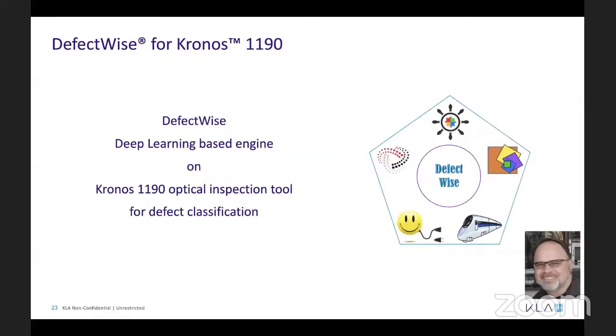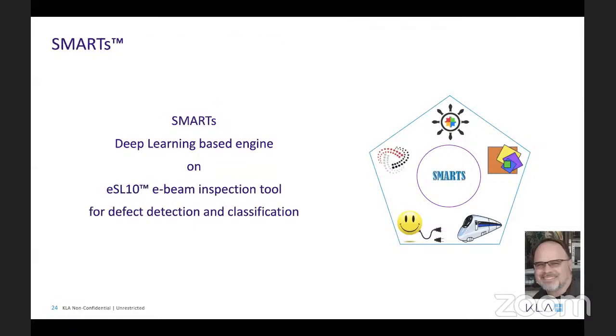So the Kronos 1190 system that we talked about earlier, this high volume processing system used for more low resolution defect types, is an optical inspection tool that uses AI for defect classification. And we call this DefectWise. And it's based on the same deep learning AI infrastructure that we've built as the other system that we were talking about today, the ESL10. And it's called SMARTS. So they have different names, but under the hood, the fundamental capabilities or the architecture that this is built on is very common. On the ESL10, we use it for both detection and classification, as previously discussed.